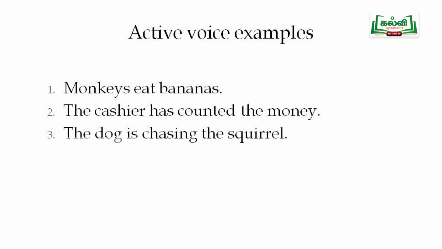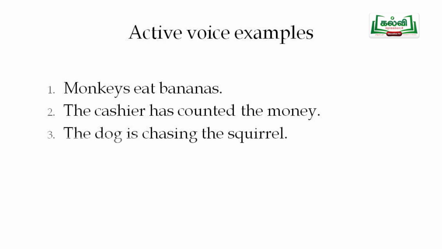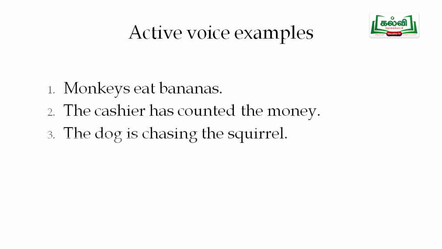All these sentences have a basic active voice construction, that is, the subject plus verb plus object. In the first sentence, the subject monkey performs the action described by eat. And in the second sentence, the subject cashier performs the action described by the verb count. And the third sentence, the dog is chasing the squirrel. Here the verb is chasing. So we give importance to the subject of the sentence. So it is called active voice.